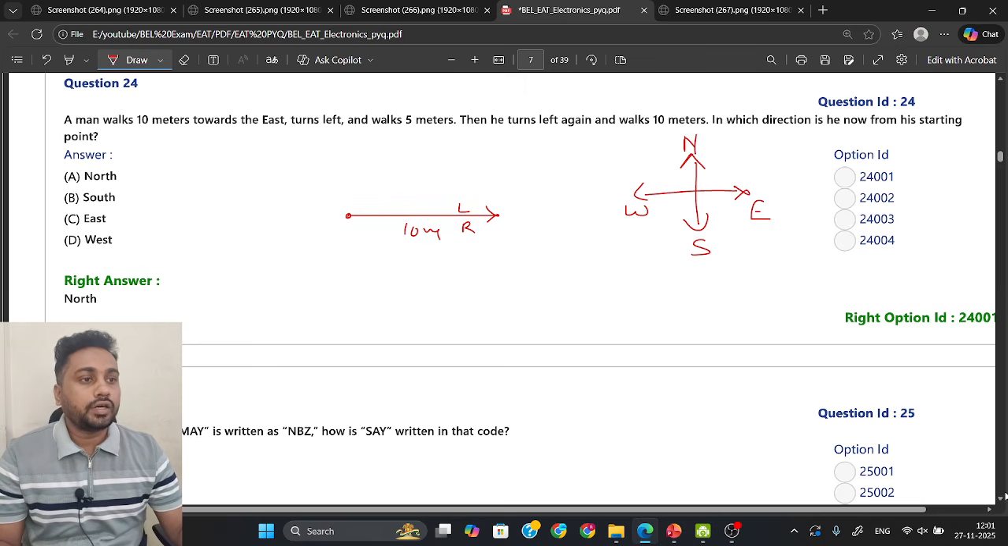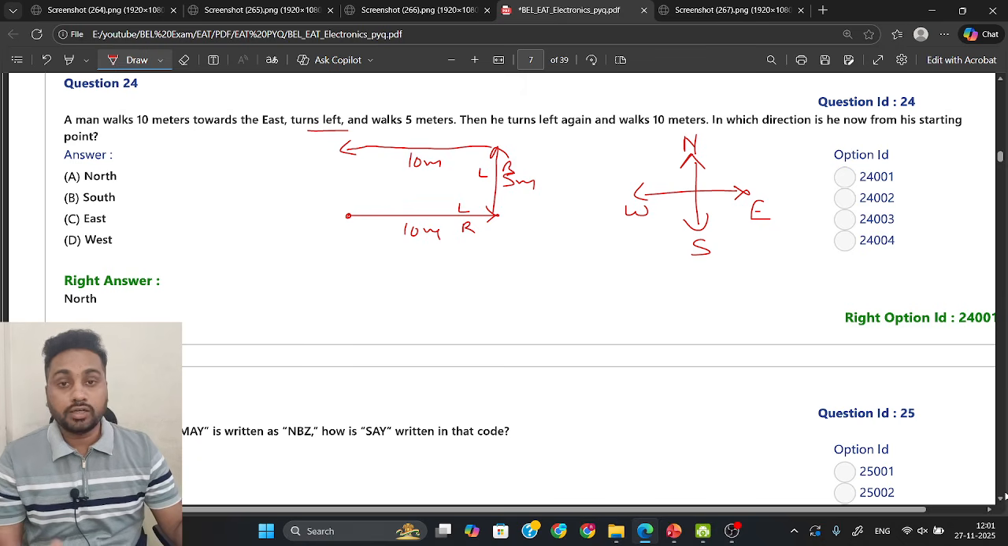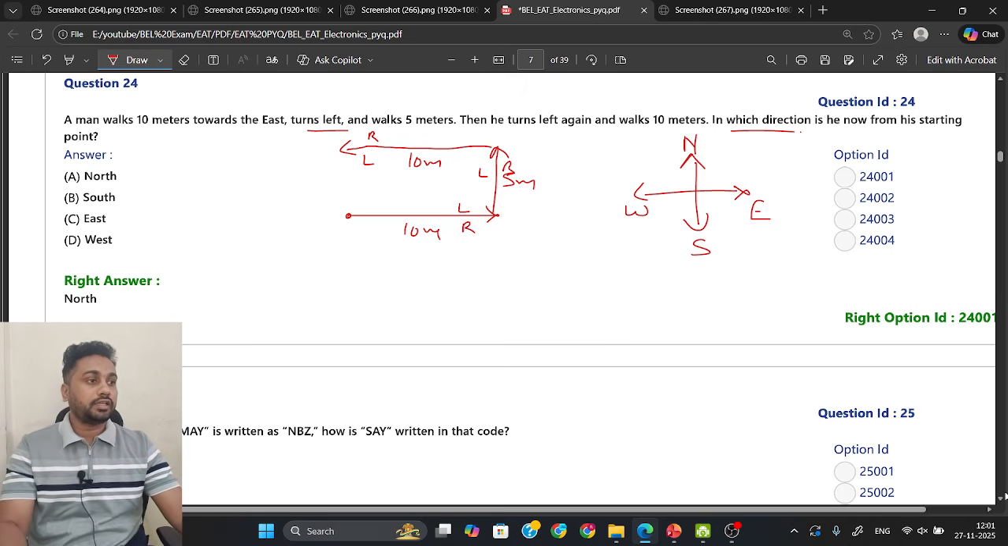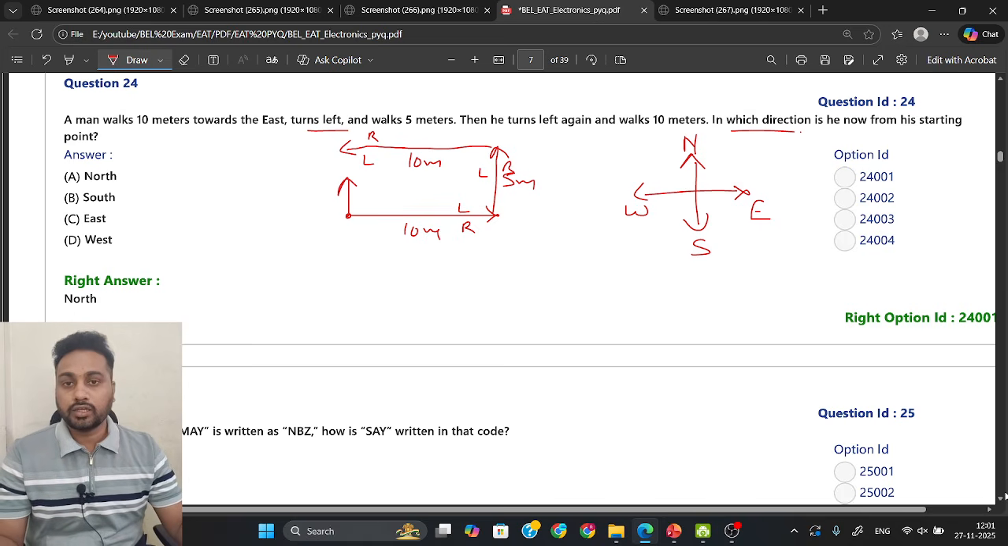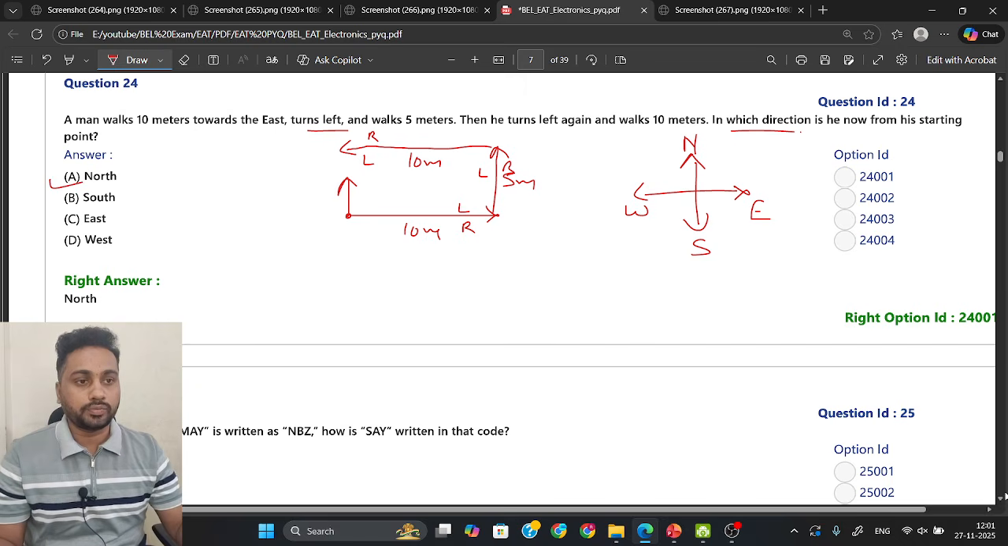Now, he turns left and walks 5 meters. Now this side is left and this side is right. Then he turns left again and walks 10 meters. He went to the left side, so this is left and this is right again. In which direction is he now from the starting point? The starting point is this side. If you see the direction, it will go this side. So right now he is on the north side from the starting point. So option A is your right answer.